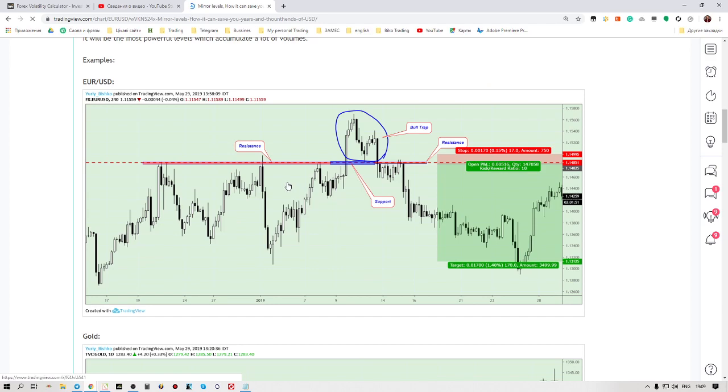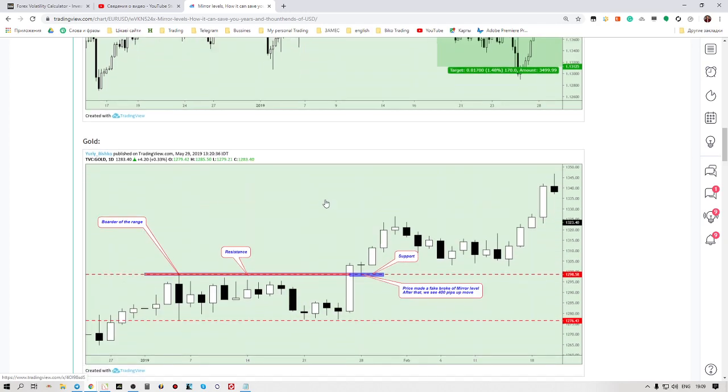First, about mirror level. What is a mirror level? It is a place where resistance became support and support became resistance. It's a really powerful place because when price breaks some key level, it hits the stop losses of many traders. And after that, it is a place where big players will hold it.